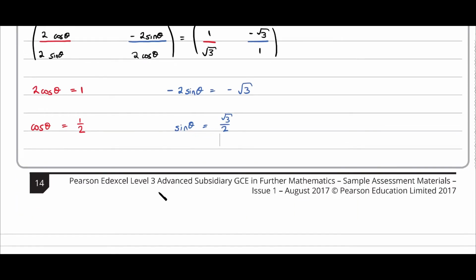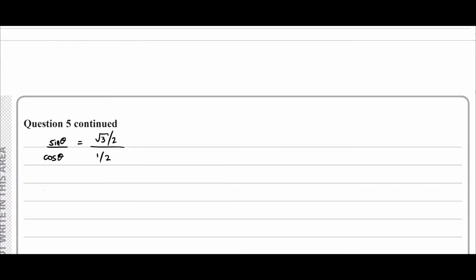So with that being said, if we divide the equations by each other, we can see over here then that sine theta over cos theta equals root 3 over 2 over 1/2. And with that being said, sine theta over cos theta, that's tan theta. And tan theta, therefore, is equal to root 3. From which we can see theta is equal to 60 degrees, in radians, that's pi over 3.